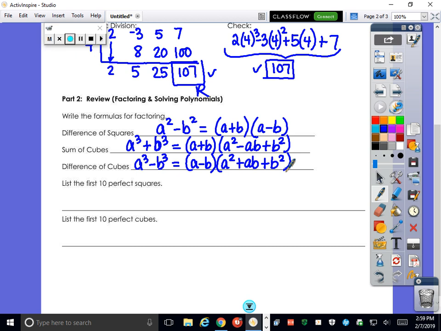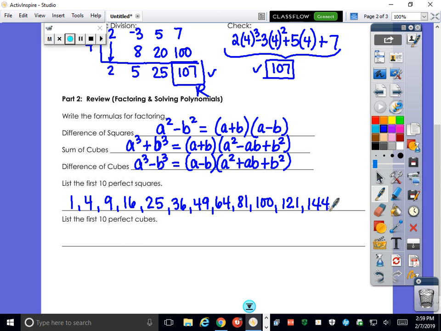Okay, our 10 perfect squares. That's just 1 through 10 squared. So we have 1, 4, 9, 16, 25, 36, 49, 81, oops, sorry, 64, forgot 8. 64, 81, 100, 121, 144. I had my kids do 12 instead of 10.